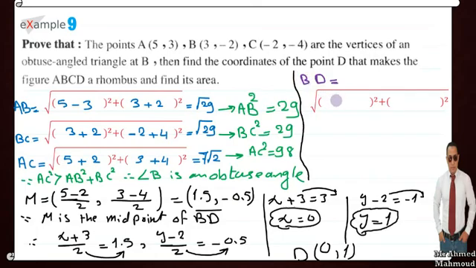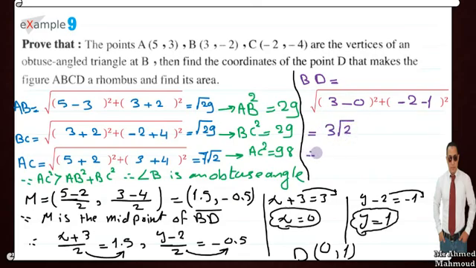BD, which is equal to the square root of (3 minus 0) all power of 2 and (negative 2 minus 1) all power of 2, which is equal to 3 square root 2.